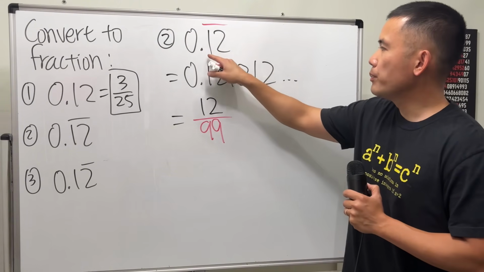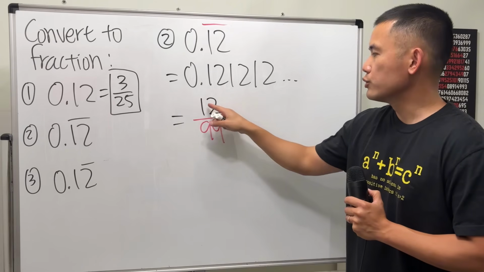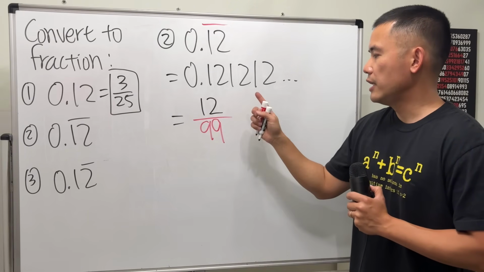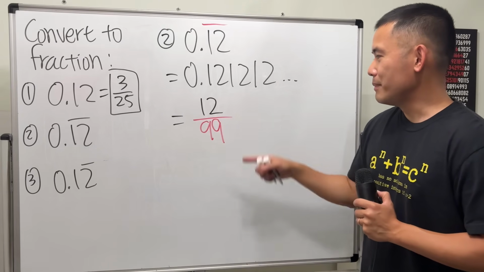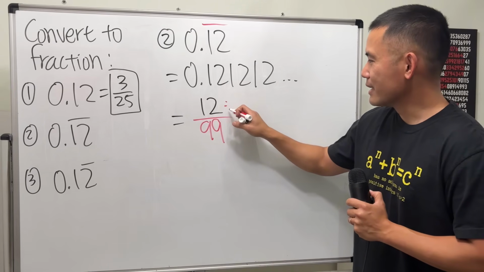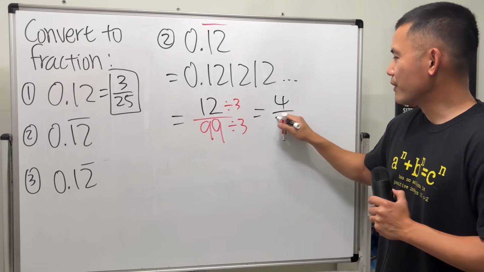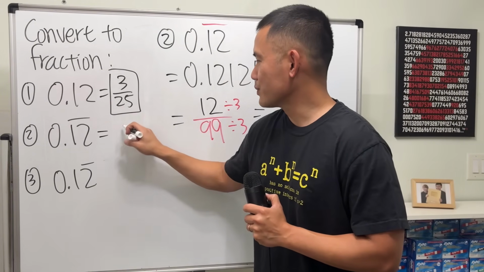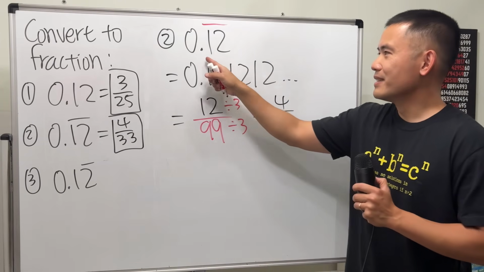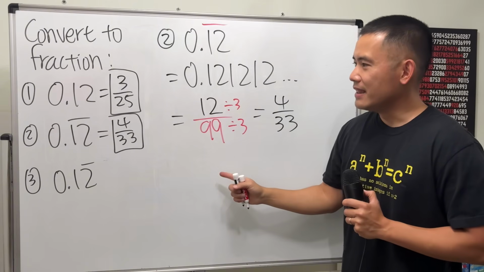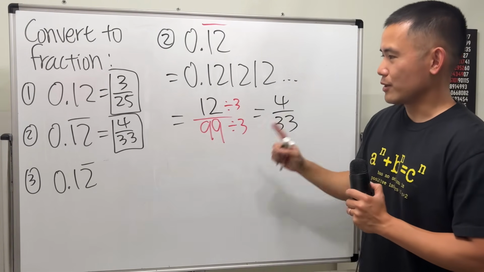If we have 0.123 with the bar on the top of the 123, then just have 123 over 3 nines, namely 999. I will explain why, but let me reduce this first. I will divide the top and bottom by 3. And we will end up with 4 over 33. And that will be the answer for this one. Quite different, right? Because this time we divided by 99, unlike what we did earlier for the first one, where we divided by 100. Now let's talk about why.